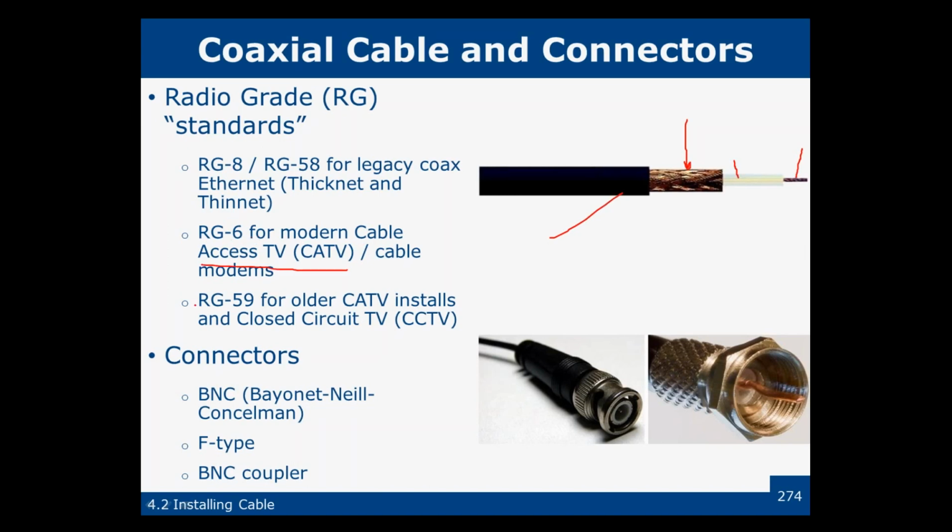RG6 for cable TV, and RG59 for older CCTV installations. And the BNC, they frequently want you to identify a BNC. A BNC is the twist-on connector. The F-type connector is the threaded connector here that is used in, at least used in my cable system. And the BNC coupler is similar to the RJ coupler. It's just going to be a solid piece with the connector points on it that allows us to put two BNC sections together.